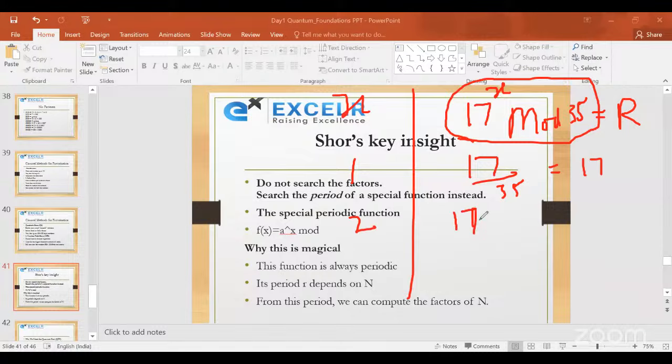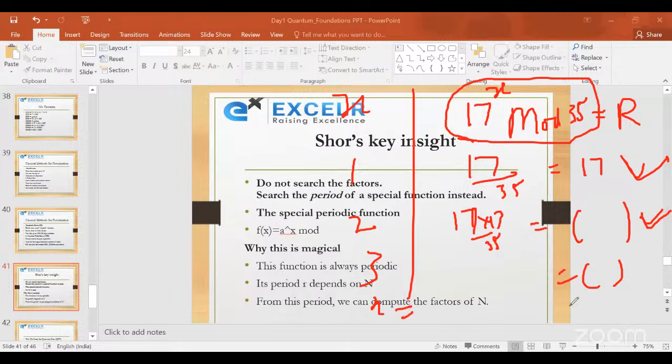we get 17 into 17 by 35, and we will get a remainder. We are not calculating it here. Like that we have to calculate. Actually, I should take a smaller example so that it gives a clearer picture. After x to the power 3, some remainder will be there. And at some value of x, there will be a remainder which comes like 17.